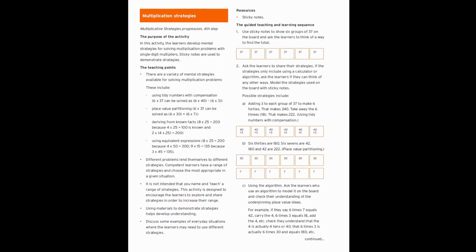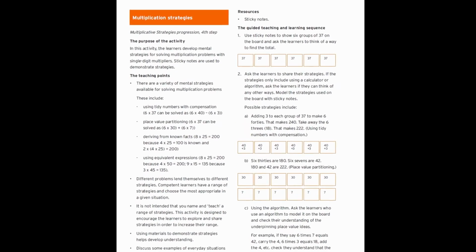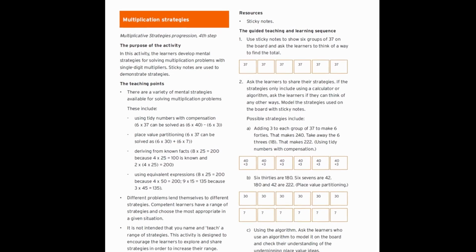And this activity is taken straight from multiplicative strategies found on page 39. This activity is very simple and it's designed for learners who are at step 4 of the learning progressions. We give them an equation, 31 times 5, break them into groups and ask them to come up with at least 3 strategies for solving this problem, and then we'll ask them to demonstrate these strategies to the class.